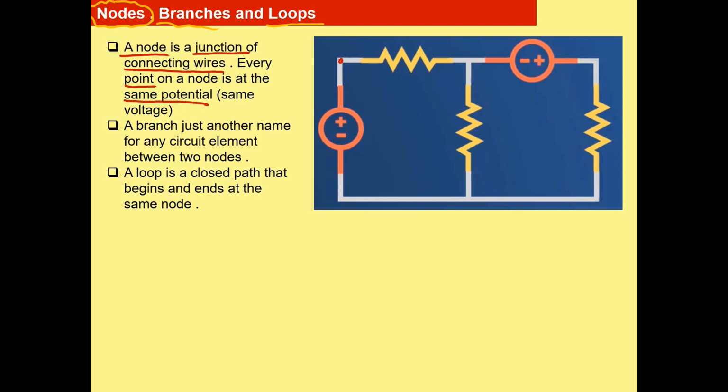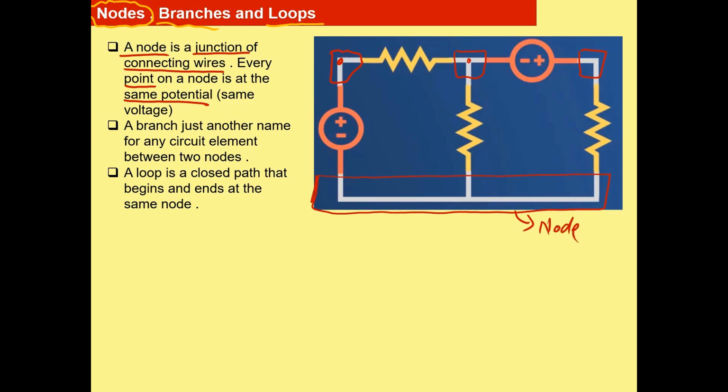If you look at this point, this is one node. It's a junction between these two wires. This is also an example of a node. And here, if you look at this one, this is also an example of a node. The bottom one is a little bit tricky, but if you look at it from here, you will see all these points are at the same potential or voltage. So this one we can also describe as a node.